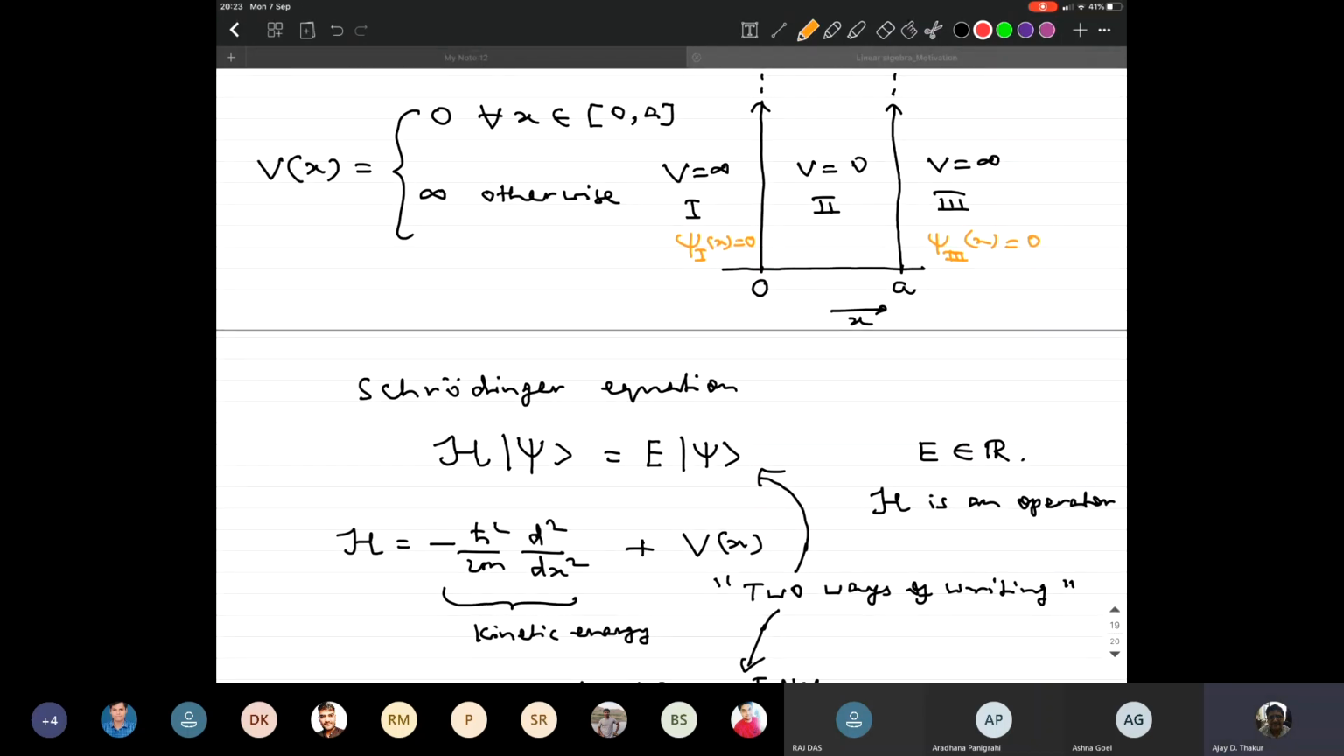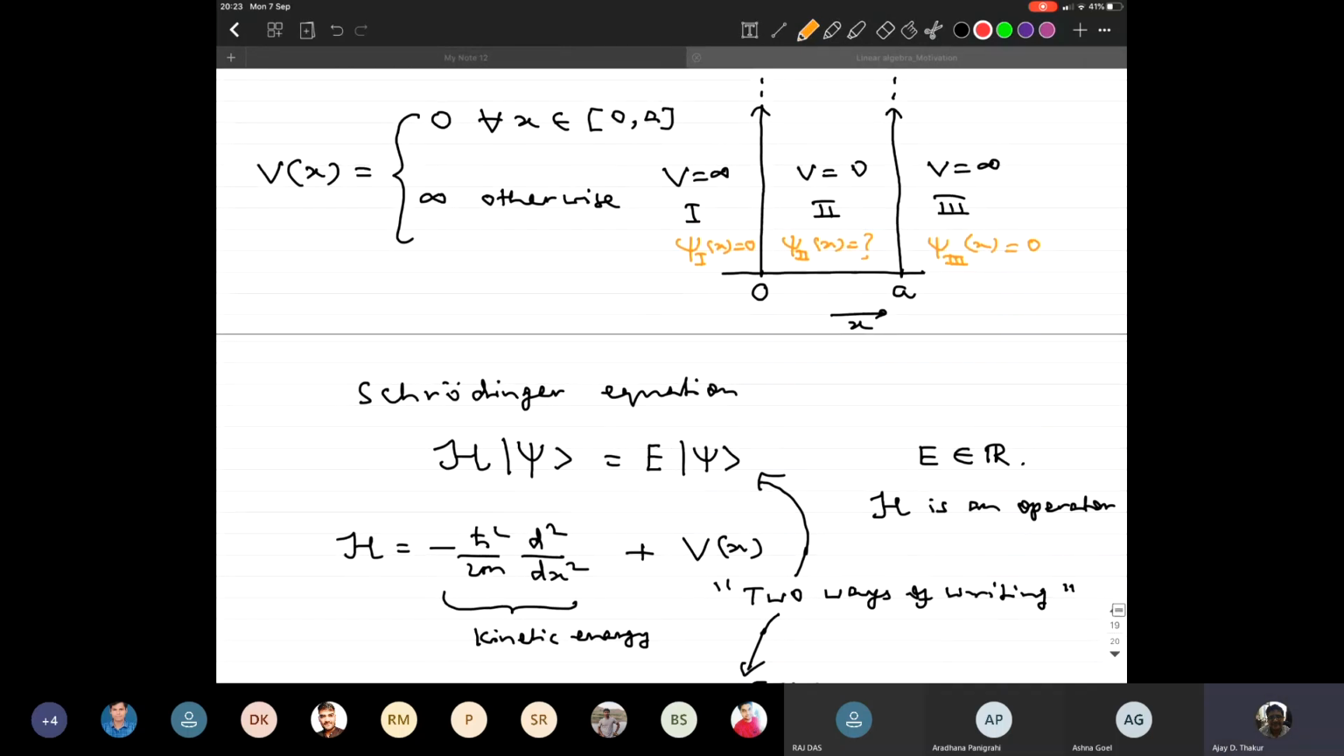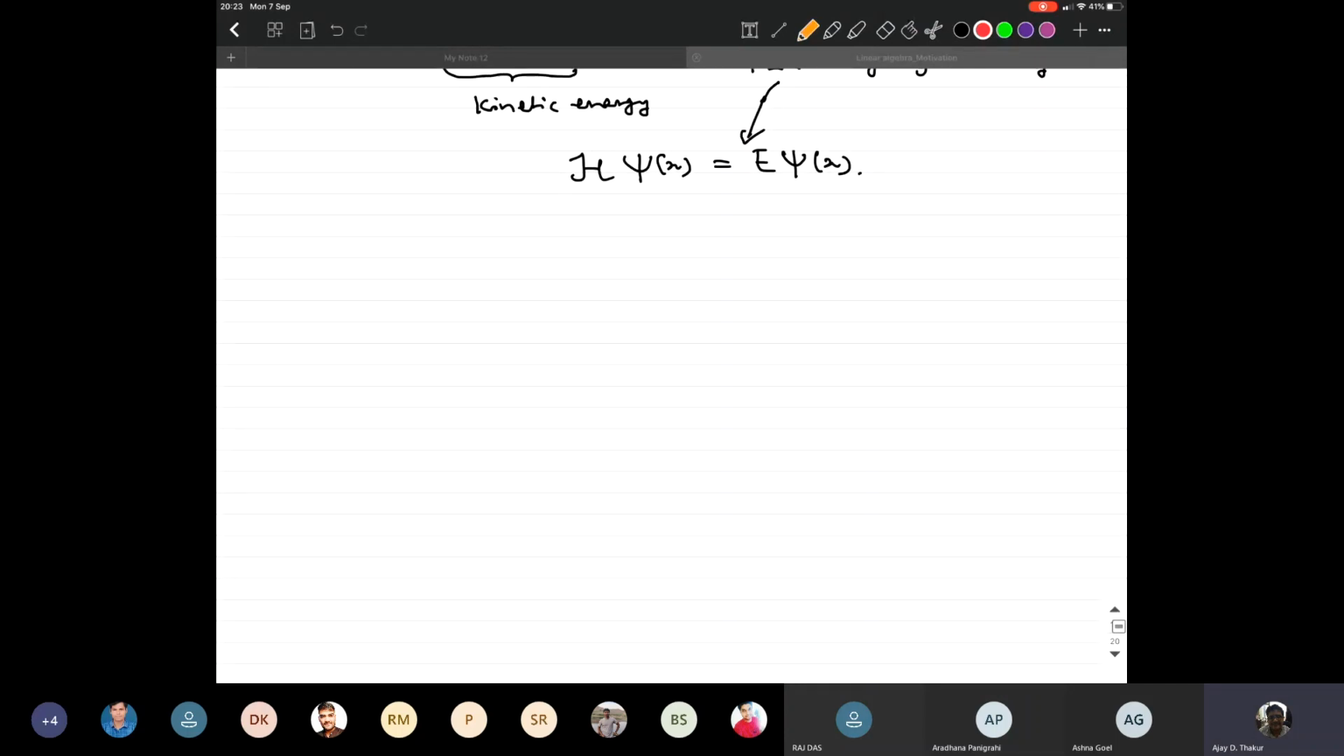So only psi2(x) needs to be obtained, and in this region the potential is 0. Therefore this equation simplifies. It takes the form minus h-cut squared by 2m d2 psi2/dx2 plus V, which is 0 there, equals E psi2. And that is a famous second order linear homogeneous differential equation, which we can write as d2 psi2/dx2 plus k squared psi2 equals 0, where k squared equals 2mE by h-cut squared.